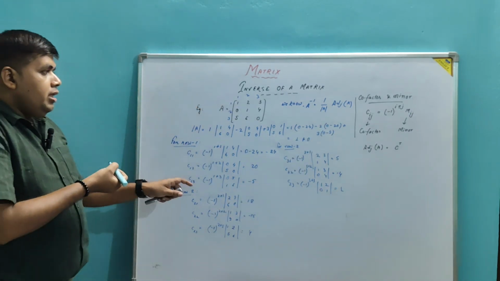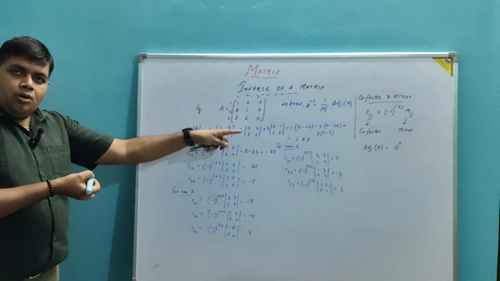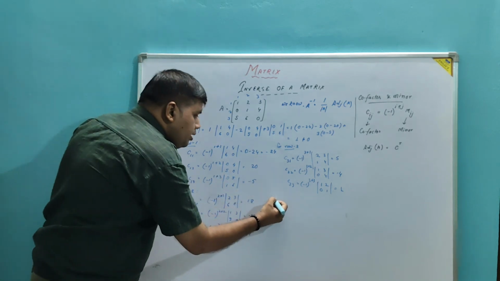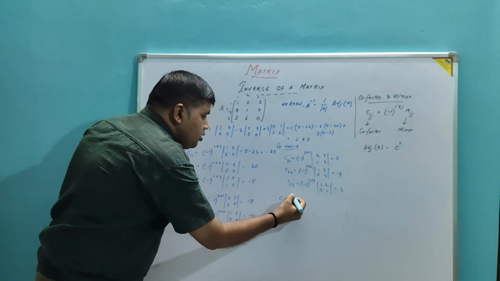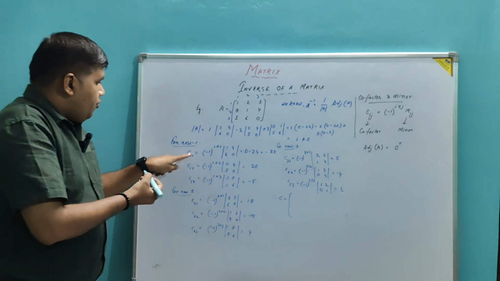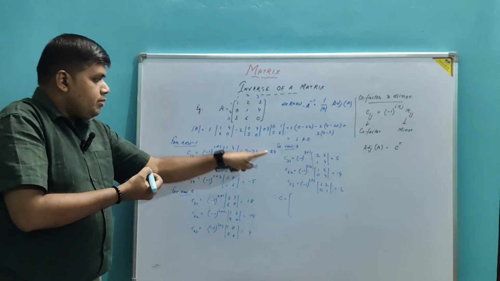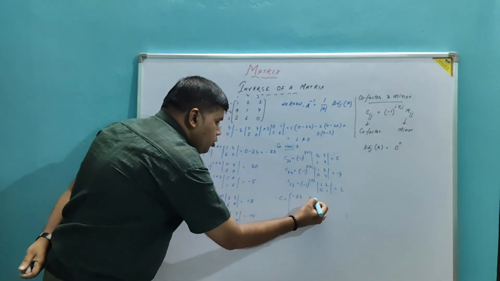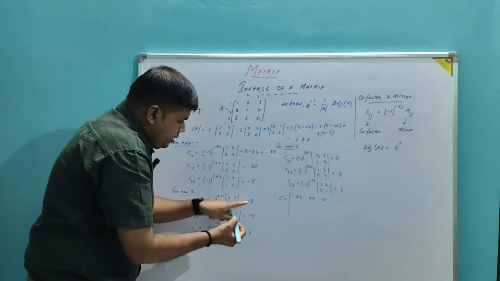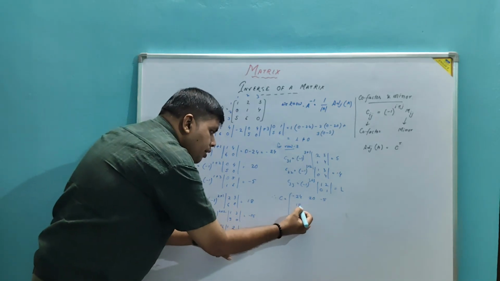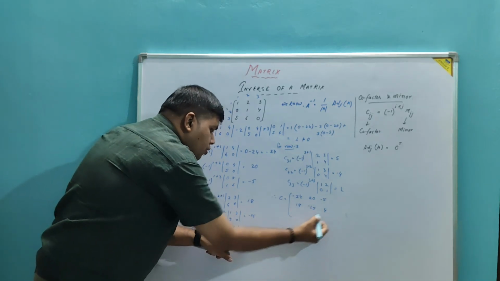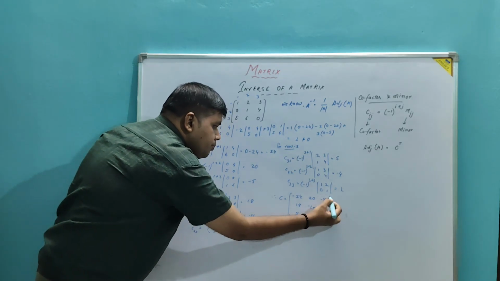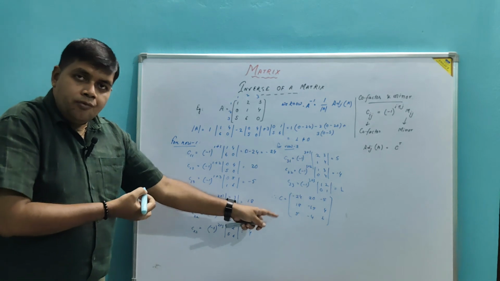So we have found the cofactors for all the elements of the matrix. Therefore, the cofactor matrix C is equal to: for the first row, minus 24, 20, minus 5. Next is 18, minus 15, 4. And the last row is 5, minus 4, 1. So this is the cofactor matrix.